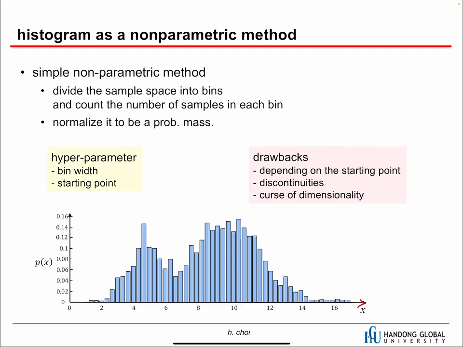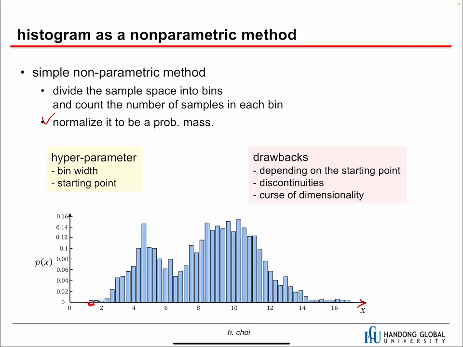space into bins. So this is one bin, and we have lots of bins here, and then we count the number of samples in each bin. So in this bin, how many samples do we have? We count the samples for all the bins, and then we normalize all these numbers to be a probability mass, because when we sum all of them, it should be 1. So we normalize. And then, as you know, the non-parametric method doesn't have parameters.